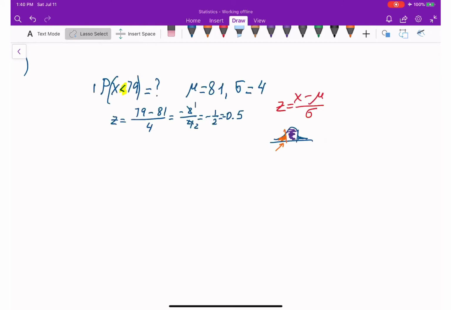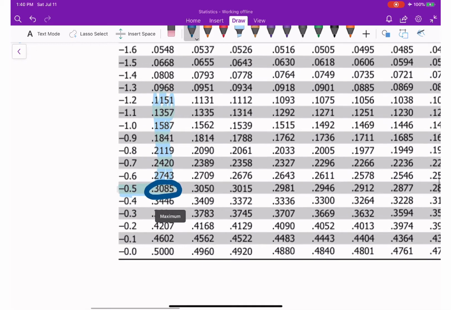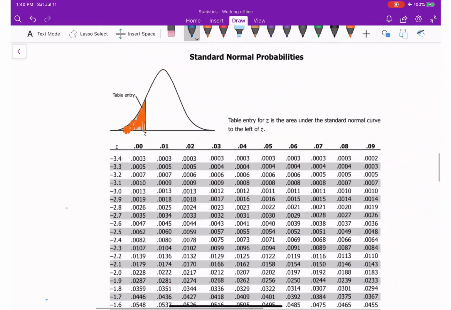So probability for z-score less than negative 0.5 is going to be equal, how much we got? See, I forgot. 0.3085. Okay.